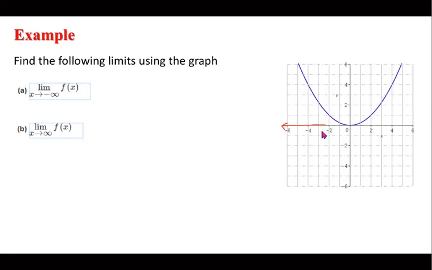When x approaches negative infinity, if you look at the behavior of the graph, this graph is going upward like this. That means this graph will go all the way to positive infinity. So this will be positive infinity.